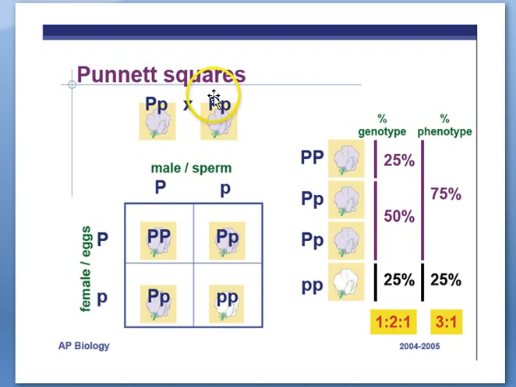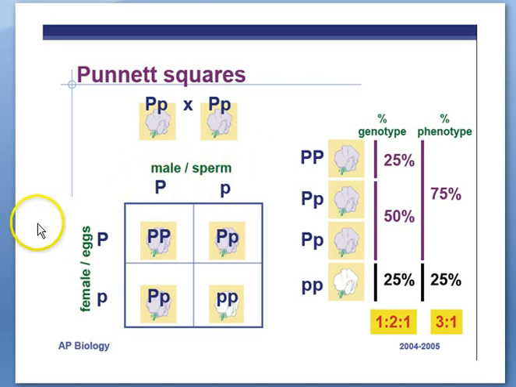The one possibility is a 50% chance of producing eggs with the dominant allele, represented by capital P. The other possibility is making eggs that have the recessive allele, represented by a lowercase p. The first step in doing a Punnett square is to put the possible gametes on each side of the Punnett square.